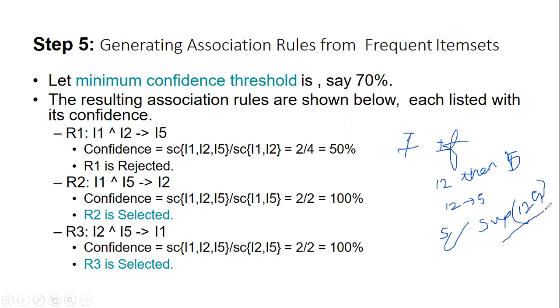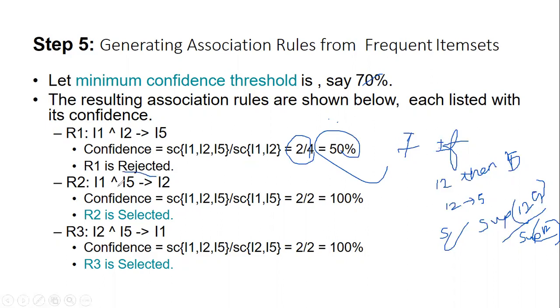whole divided by support of 1, 2, only the LHS. Support of 1, 2 like this we have to take. What is the support of 1, 2, 5? It is 2. What is the support of 1, 2? It is 4. So we'll get 50%, into 100. But the given minimum confidence is 70%. It is less than the minimum confidence, so this rule will be rejected.